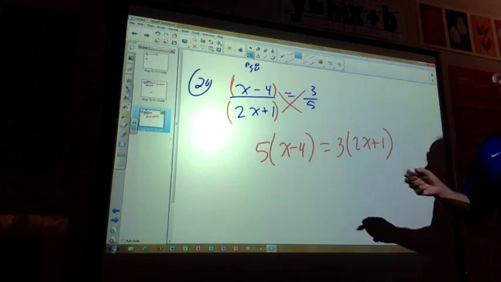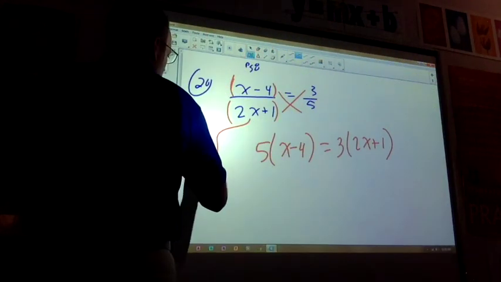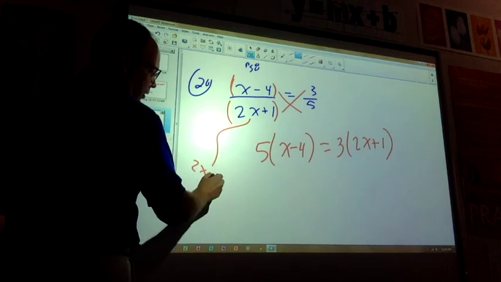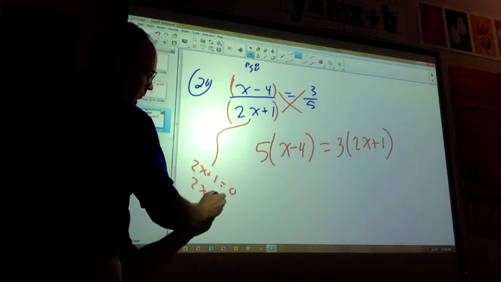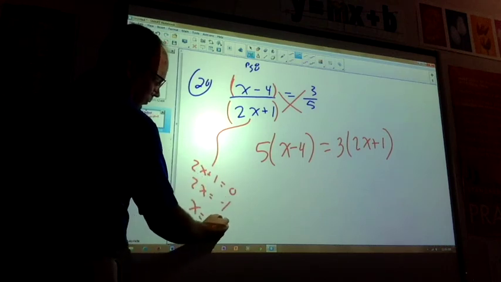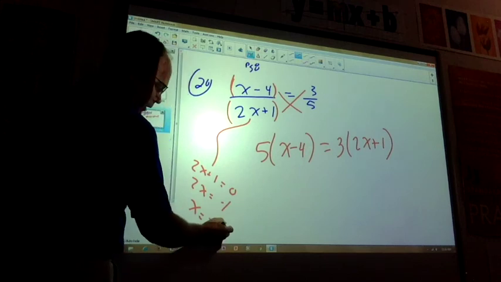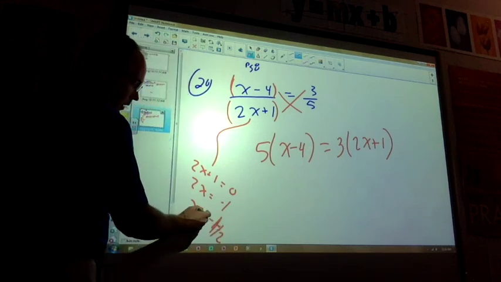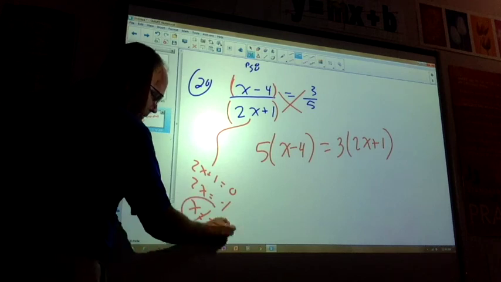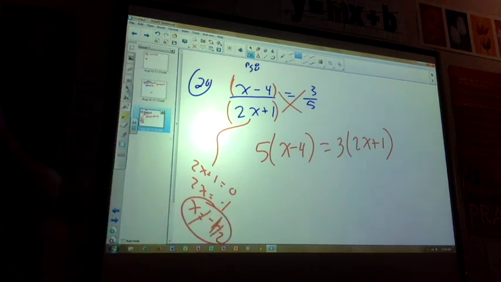So things you should think about is you have to know that x is negative 1/2, I'm sorry. My answer cannot be equal to this. The reason it can't be equal to that is that if I plug negative 1/2 into the original problem, my denominator on the left side becomes 0.